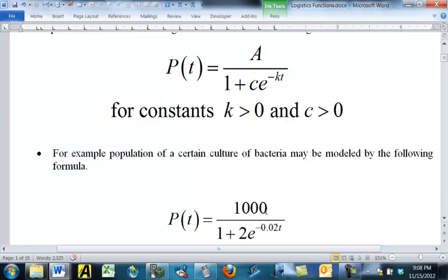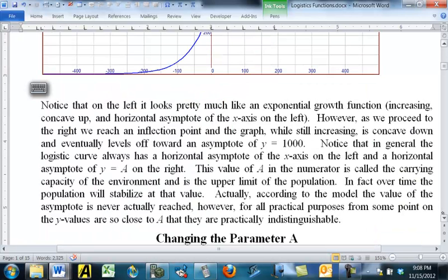So in this case, the environment can only sustain 1,000 bacteria. Let's put it that way. So there's probably a petri dish or something, and it's got a limited environment, a limited amount of resources, food perhaps, and so eventually it cannot grow beyond a certain level, and the population stabilizes.